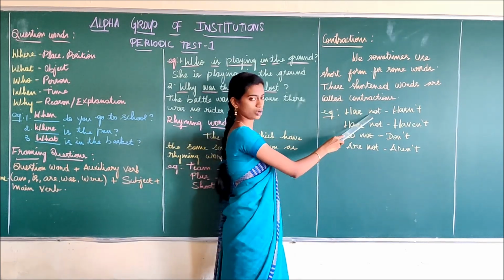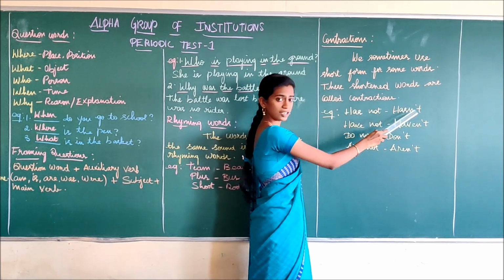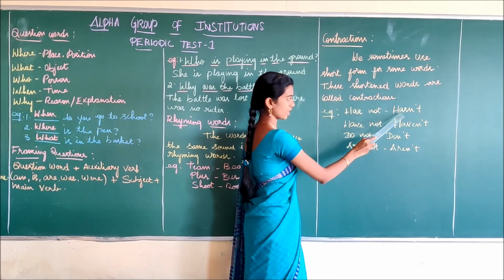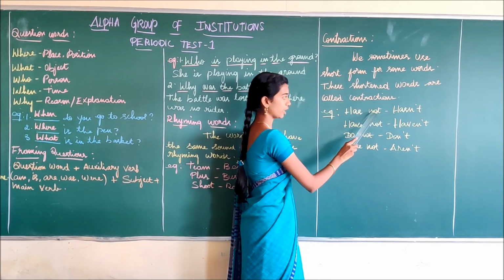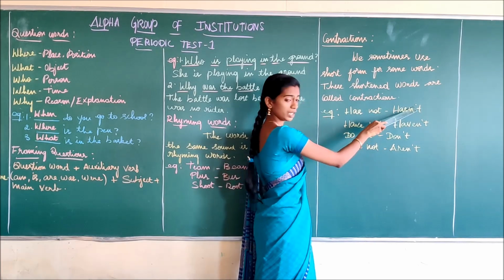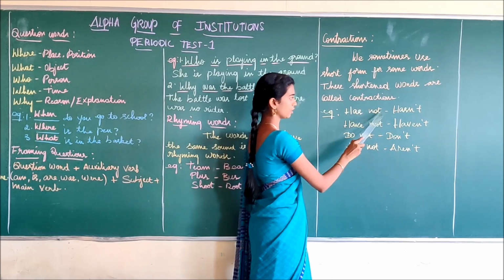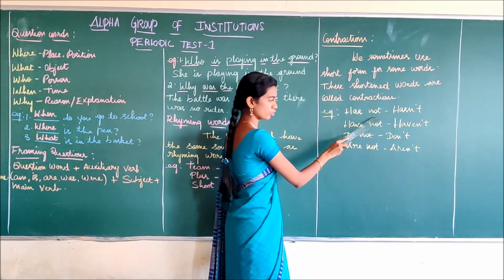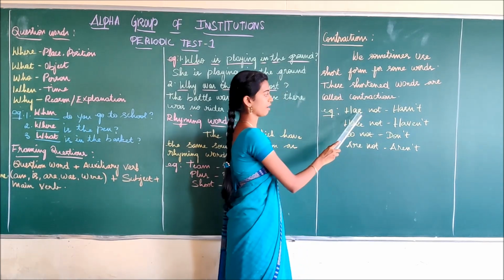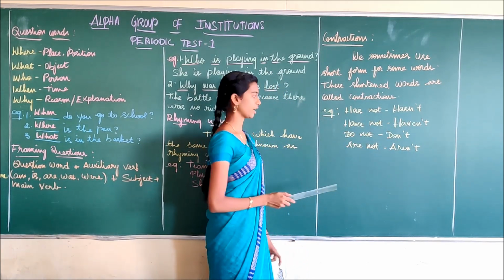Example: has not. We have written it in a short form. See here, see the spelling: hasn't. We have removed the O, and instead of the O we have put the apostrophe, and added the T. We have written this word in a short form. So this is known as a contraction.